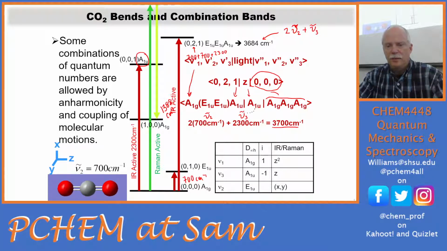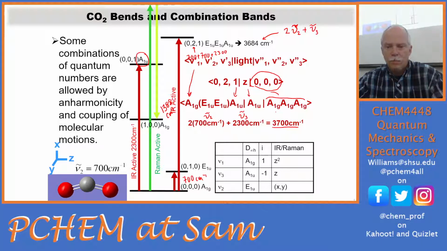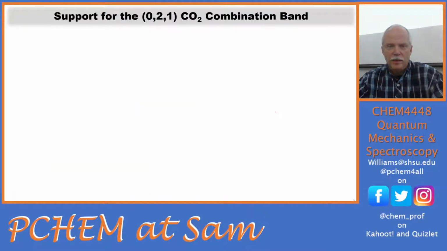So we can look at the symmetries of these and see if this is, so this might be a hypothesis, right? This is one way to get to 3700 wave numbers. And so then we would go check the symmetry to see if that transition is actually allowed by symmetry. Okay. And so let's go ahead and look at that.